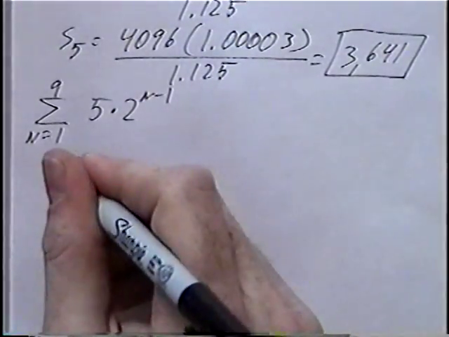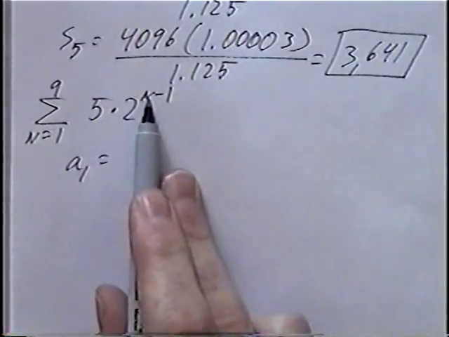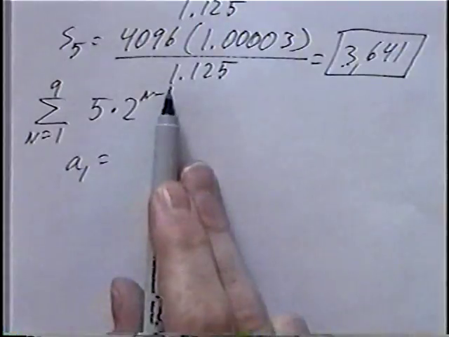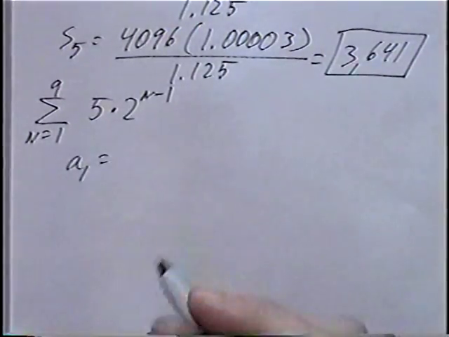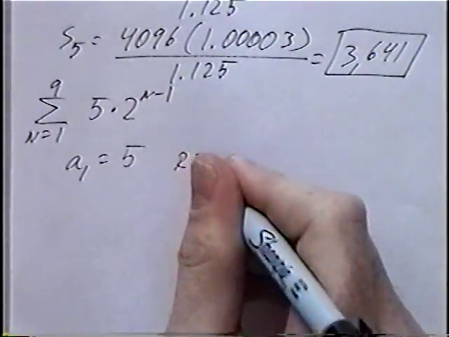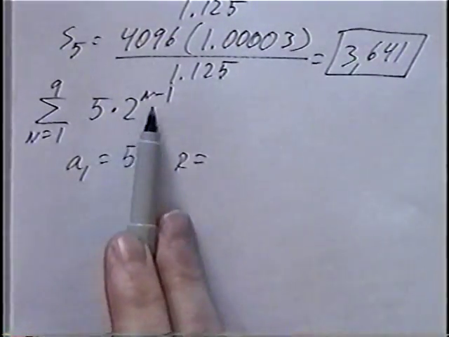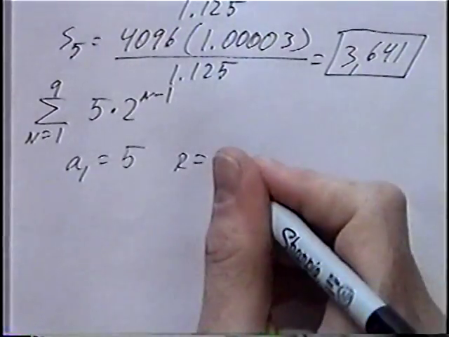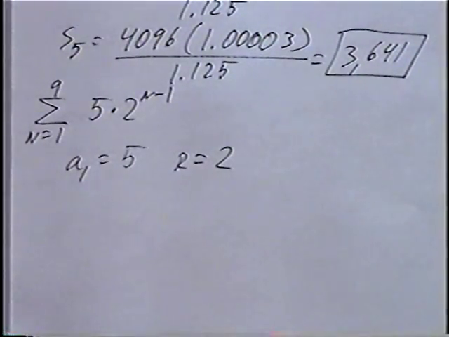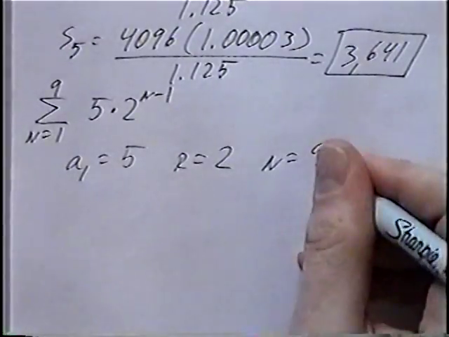To find a1, the first term, again we can plug a 1 into the equation. 1 minus 1 would be 0. 2 to the 0 power would equal 1, so our first term would be 5. To find the rate, again this formula is in the geometric form, a1 times r to the n minus 1 power, so r would equal 2. And the number of terms that we're looking for, from 1 through 9, would be 9 terms.